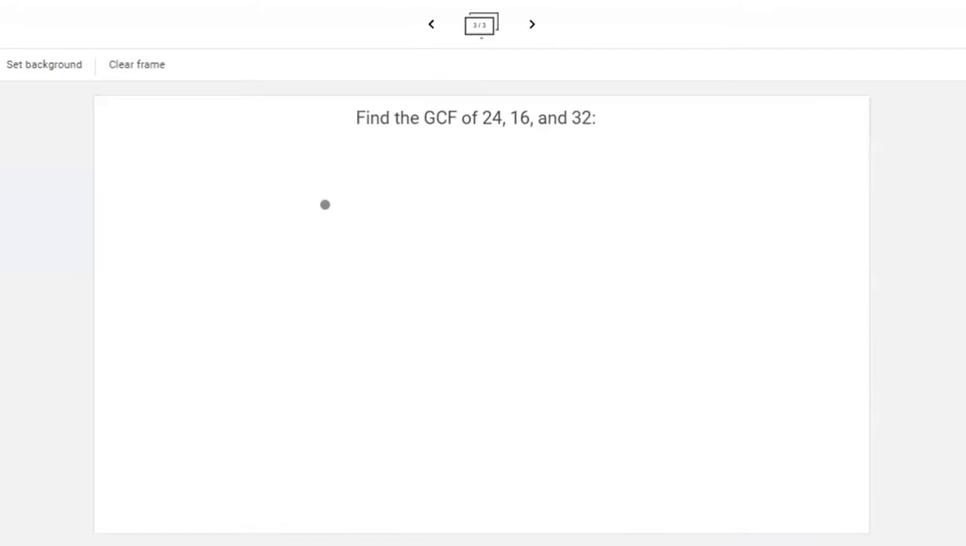For the last example, we're finding the GCF of 3 numbers: 24, 16, and 32. I know this may seem scary, but it's not that bad. It's just like the last 2 examples that we did. So we're going to start off by writing all our numbers down. We have 24, 16, and 32.